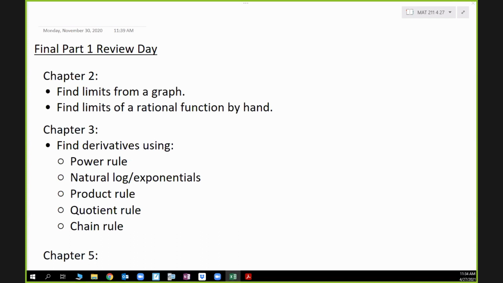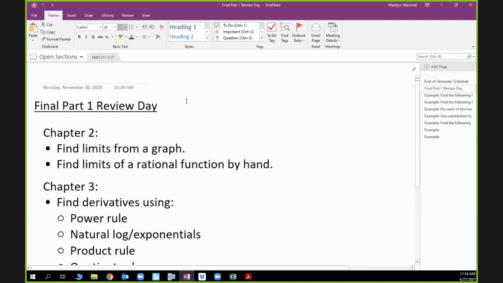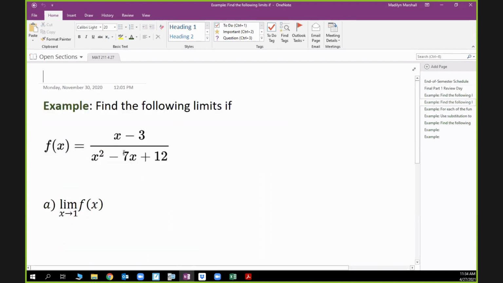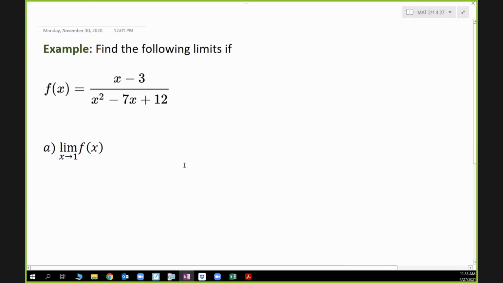All right. Could we review how to find limits of rational functions by hand? Yes, we can. I feel like chapter 2 is the longest to go, and we don't use it as much. Derivatives we actually use throughout the term, but limits we don't see that often, so yes. Okay. So here is an example to start with.